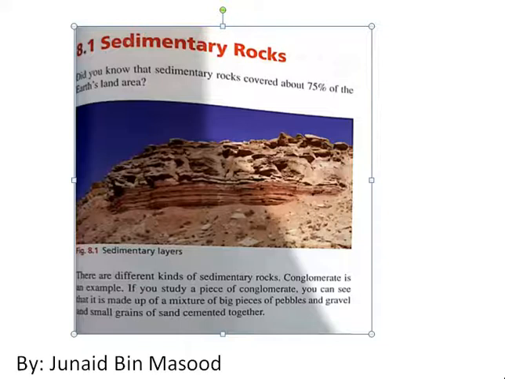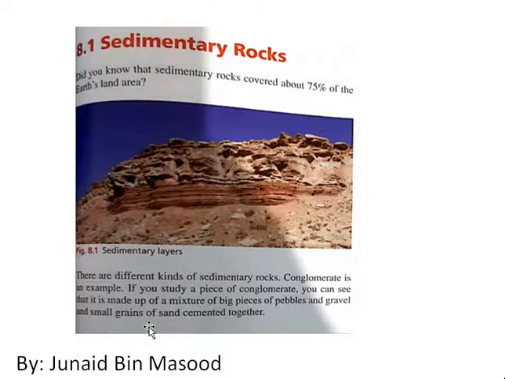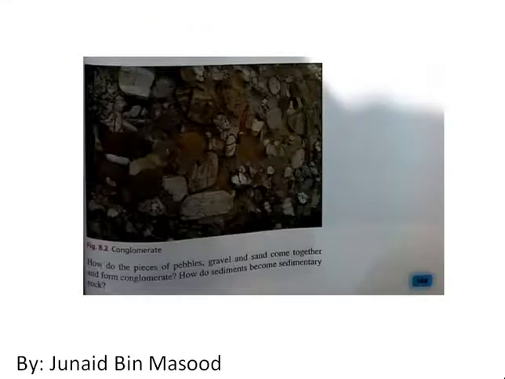Conglomerate is not a pure rock. When you look at it, it's basically a mixture of big pieces of pebbles and gravel and small pieces, the grains of sand, which are cemented together. Now, moving ahead, this is basically how the conglomerate looks. A clearer picture will be present in the book on page 169.